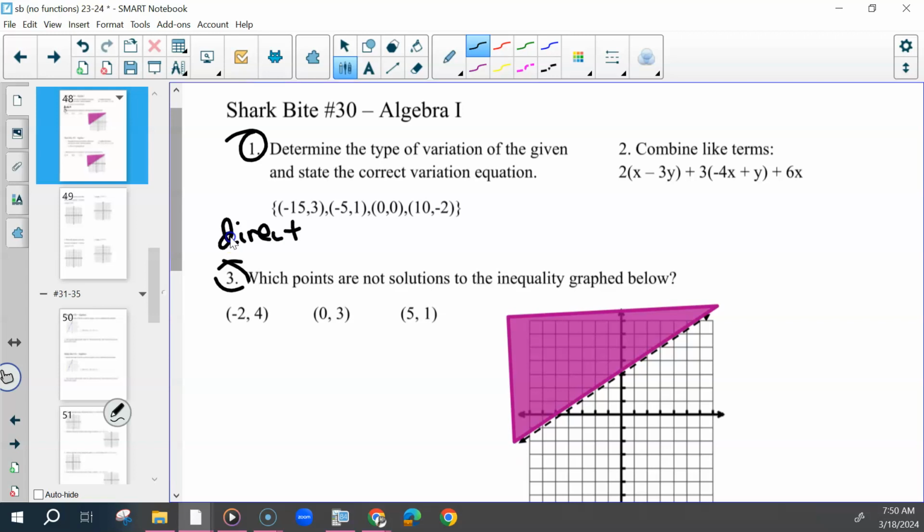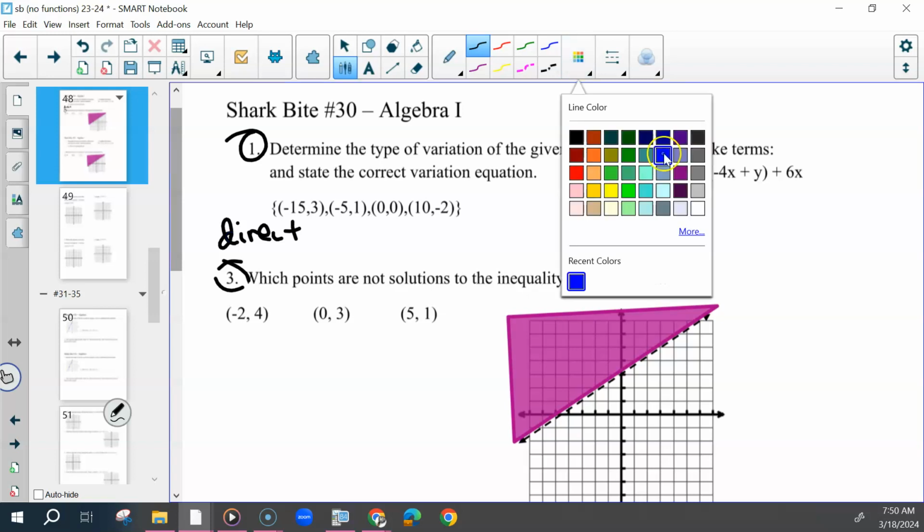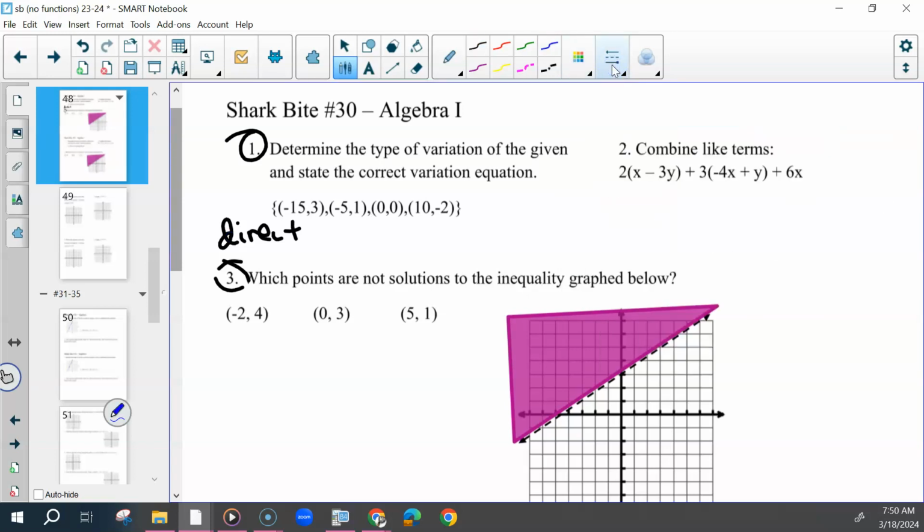And then it asks you to state the correct variation equation. So our direct equations are y equals kx. We just found the k to be negative 1/5. So that equation would be y equals negative 1/5 x. If you're putting what I'm putting, make sure you're also putting use Desmos to get full credit for those. Questions on that one?